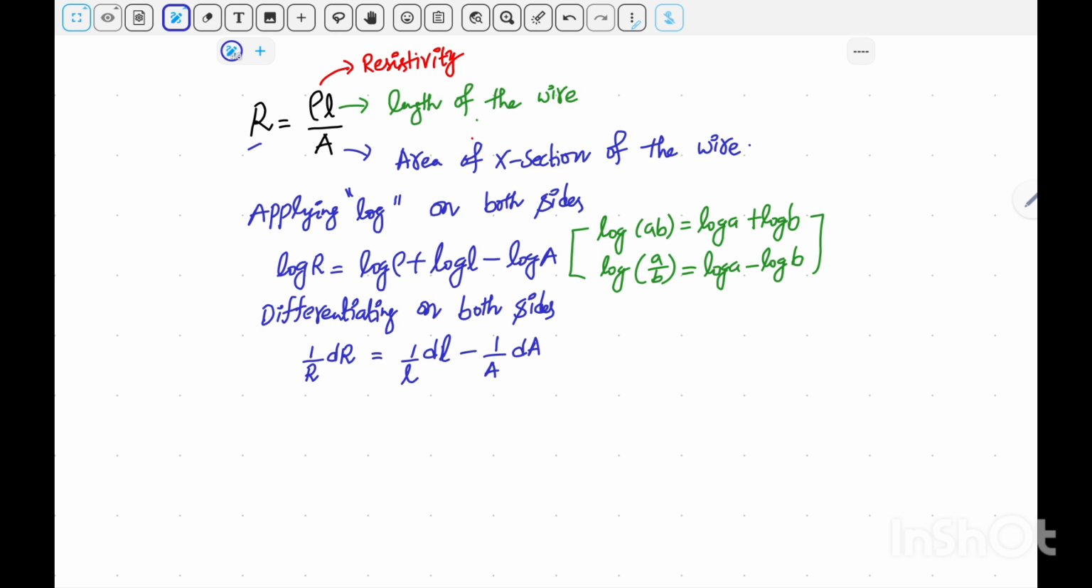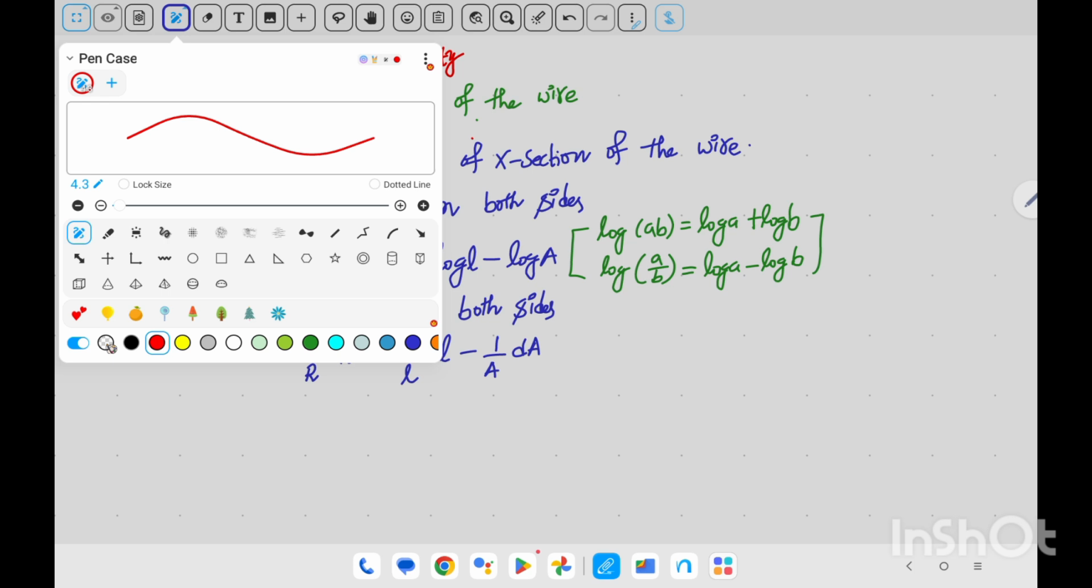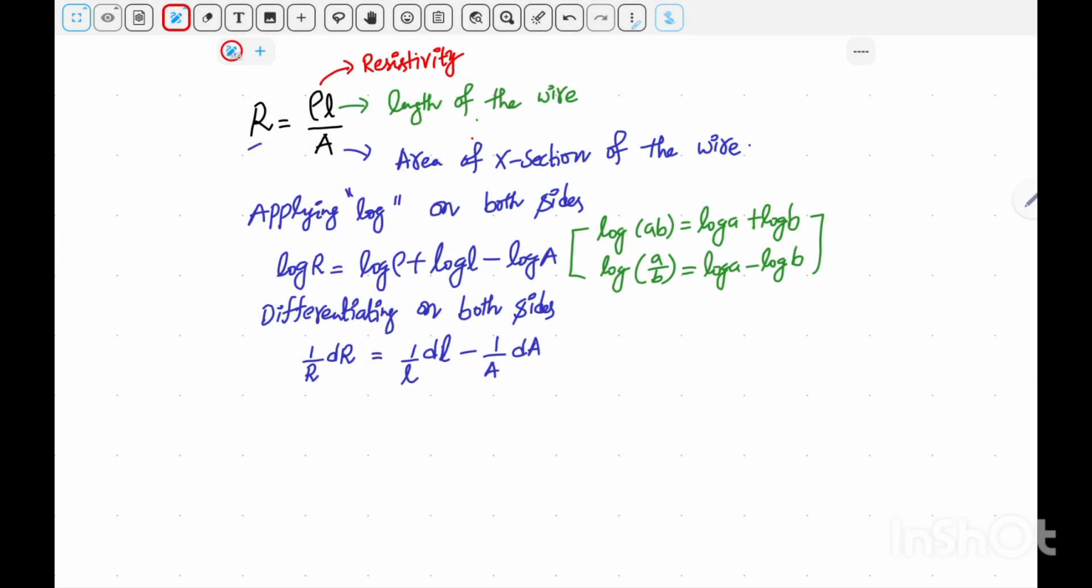Now, in these two, if we consider only one change, either the change in length or change in area, the other term will become 0. What I want to say is, if I am changing only the area of cross section of the wire, maintaining the length as constant, then the length term will be equal to 0. When the area of cross section is changed, then dL becomes 0. So 0 into anything is 0.